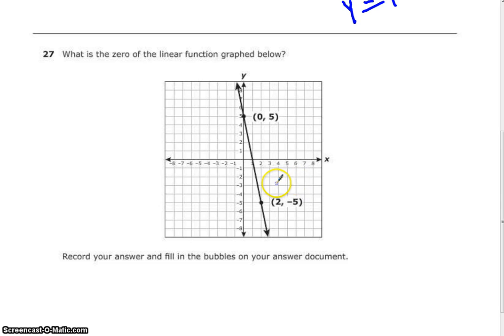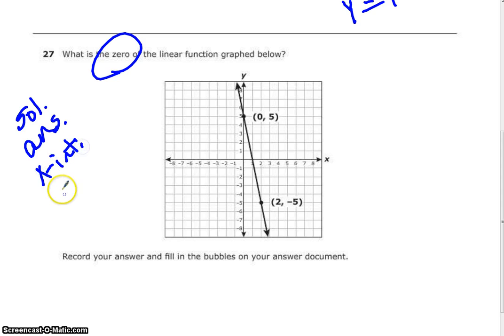Number 27, what is the zero of the linear function? Remember, a zero is also known as a solution. It's also known as an answer. It's also known as the x-intercept. It's also known as a root. Basically, it's where it crosses the x-axis. So right here is where it crosses it. So what is your 0? 1.